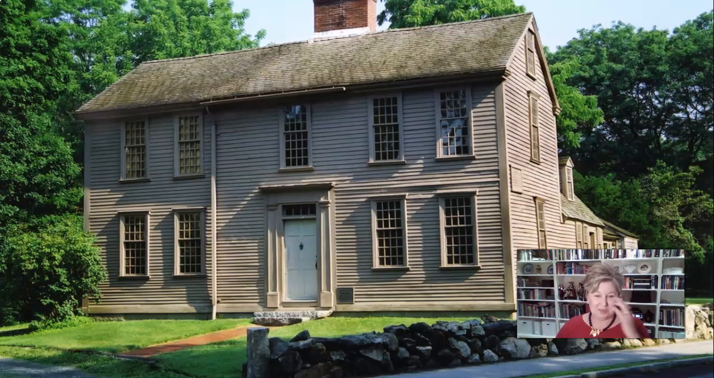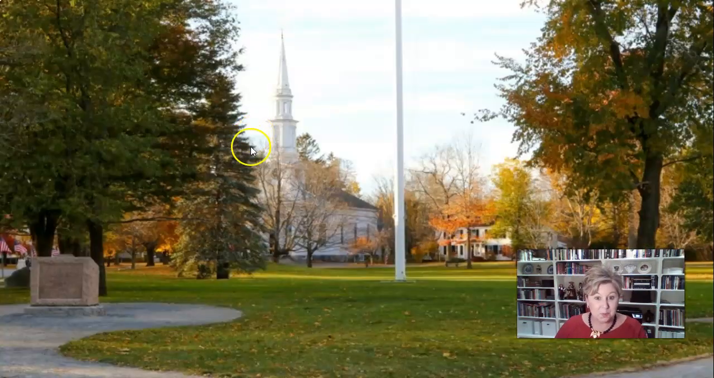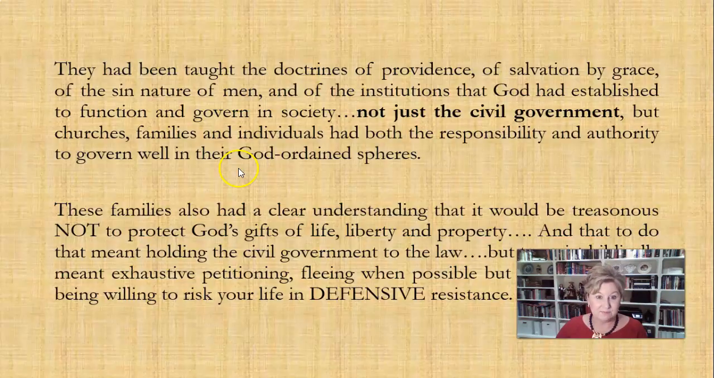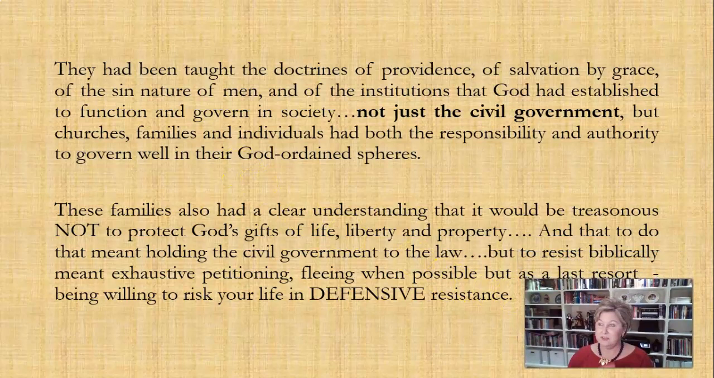So what was it that this man was expounding from his pulpit here on Lexington Green? These folks had been taught the doctrines of providence. They'd been taught salvation by grace. They'd been taught the sin nature of man. They'd been taught about the institutions that God had established to function and govern well in society, not just the civil government, but that churches and families and individuals had both the responsibility and the authority to govern well in their God-ordained spheres, that those spheres must be protected, that an expanding civil government was a danger.